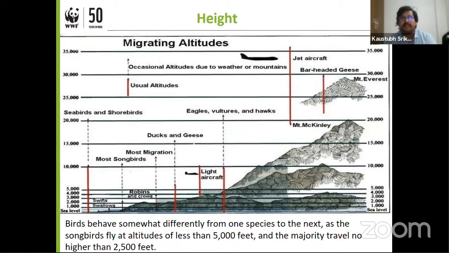But a speciality is the really small songbirds, the passeriforms that we see. They migrate over distances of about 2000 to about 5000 kilometers, but the majority of them stick to about 2500 feet and below. So that's very interesting how they actually migrate.